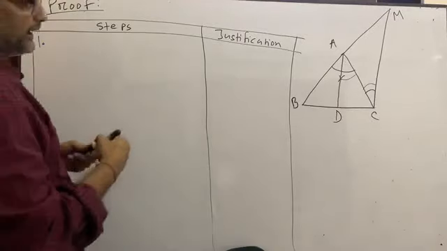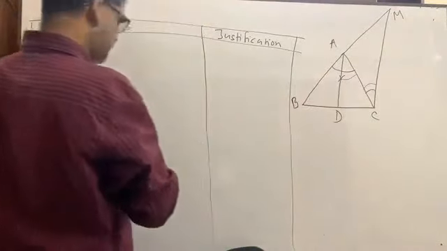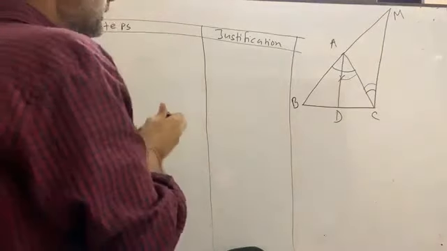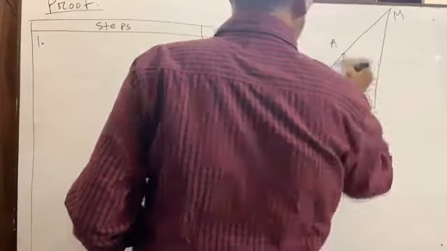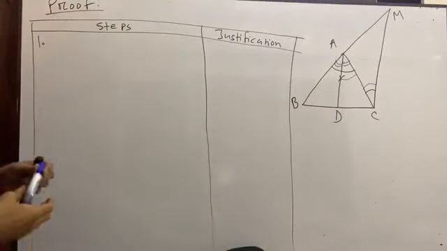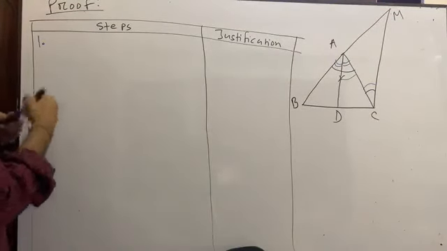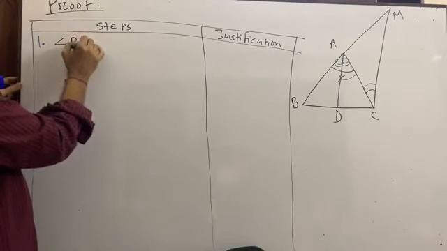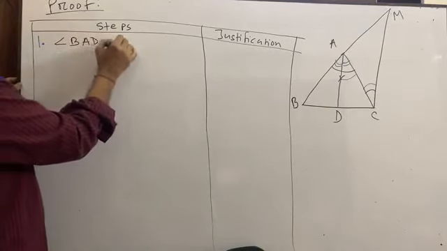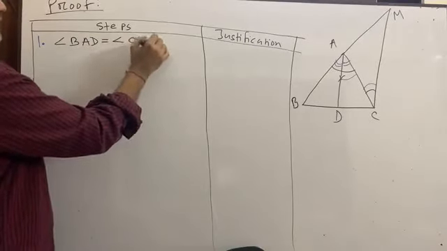Can we write this angle and this angle are equal? Angle BAD equals angle CAD. Write down. Angle BAD is equal to angle CAD.